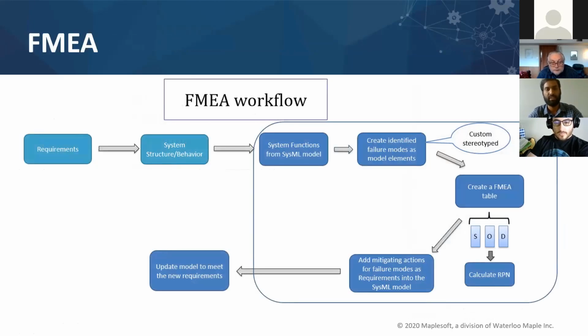So the workflow that we are going to see for the failure mode is the one that's highlighted here. We are going to have some system functions. We are going to identify failure modes for them, and create SOD, which is the severity, occurrence, and detectability. And based on the SOD numbers, we are going to calculate the RPN, which is the risk priority number. And this is going to be saved into the system model as SysML elements. And now, based on the failure modes we identified, we are also going to add some requirements as a mitigating action or test plans that will be saved back to the model, based on which the model has to be further updated. And this is an iterative process until we decide the system is safe enough to move on to the next phase.